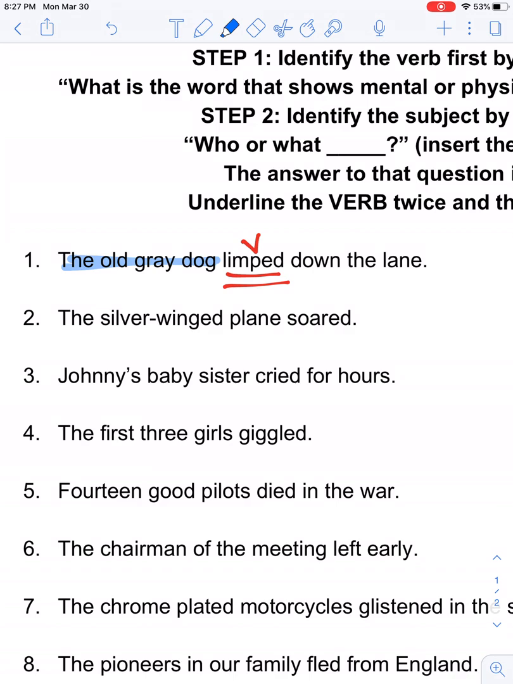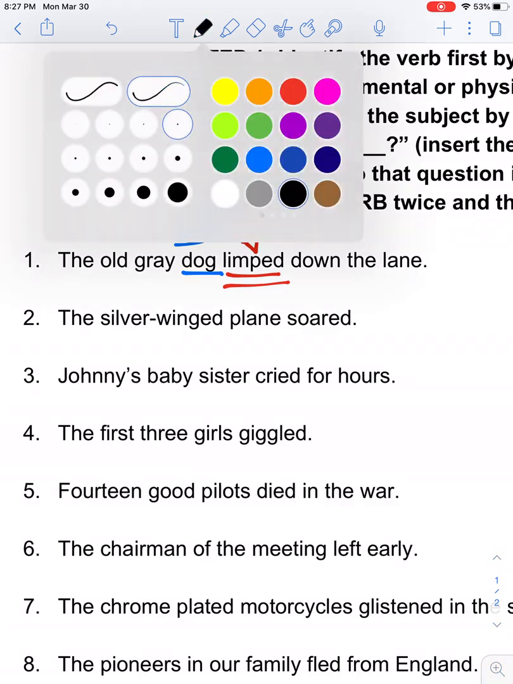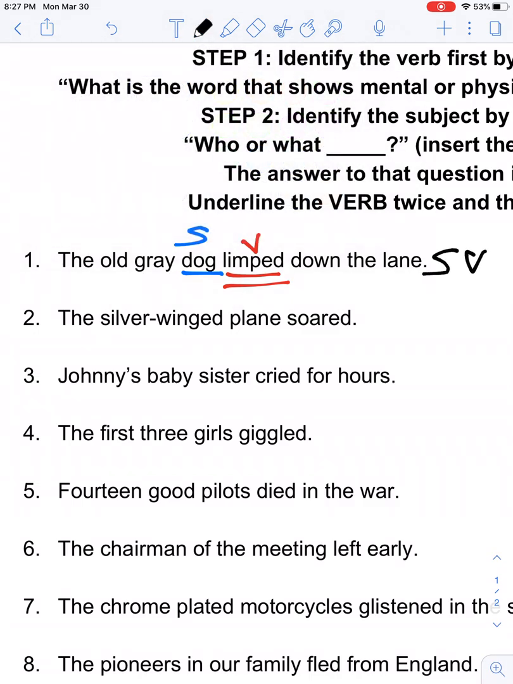So when I think of who or what limped, it wasn't the old that limped or gray that limped, but it was the dog that limped. So my main noun or head word is dog. So that is the subject of this sentence. The subject and the verb. You'll notice I added a little step there. I'm asking you to label the subject with S and the verb with V. And you'll see that this sentence is commonly known as a simple sentence with the SV formula.